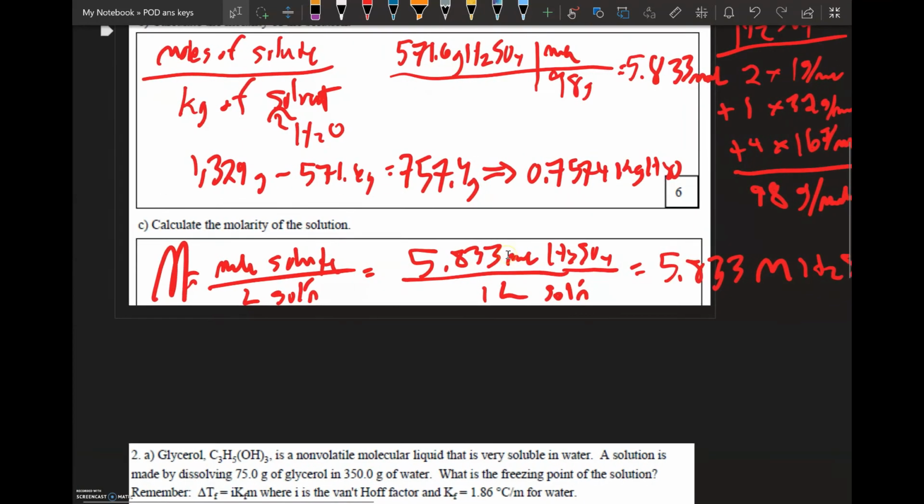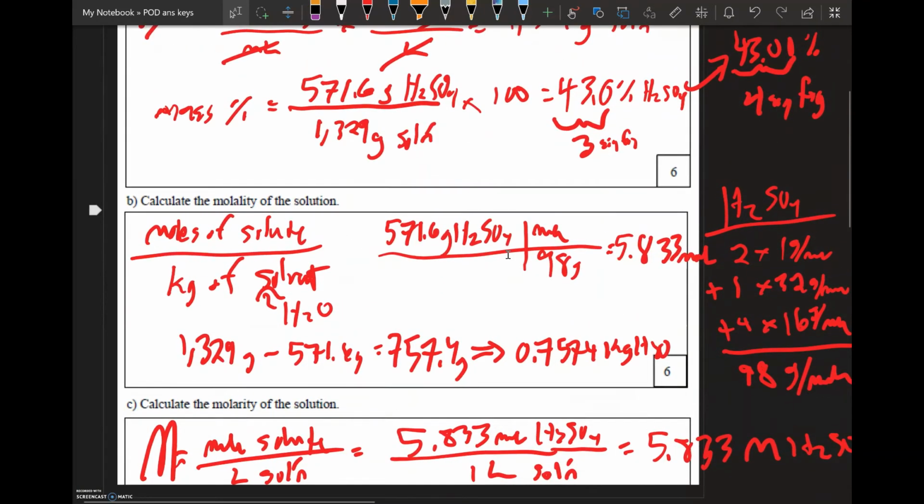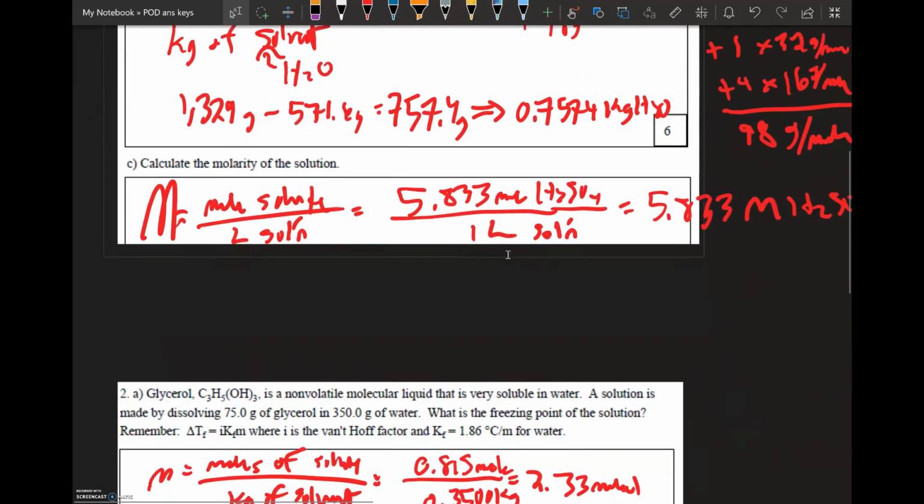So this is just a problem involving concentrations and units. So that's all concentrations are, just a reflection of the varying units that you have. So unit analysis is important here.